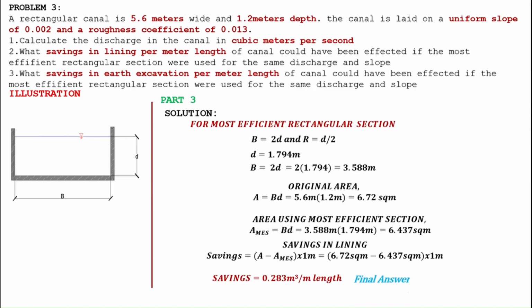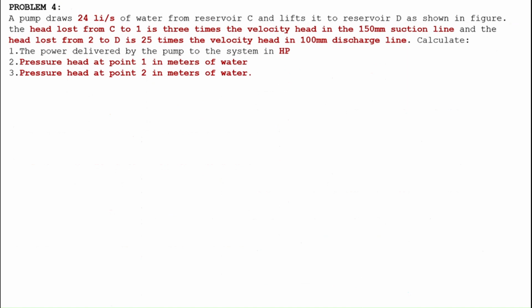Problem number 4. A pump draws 24 liters per second of water from reservoir C and lifts it to reservoir D as shown in figure. The head lost from C to 1 is 3 times the velocity head in the 150 mm suction line, and the head lost from 2 to D is 25 times the velocity head in the 100 mm discharge line. Calculate, number 1, the power delivered by the pump to the system in HP. Number 2, pressure head at point 1 in meters of water. Number 3, pressure head at point 2 in meters of water.